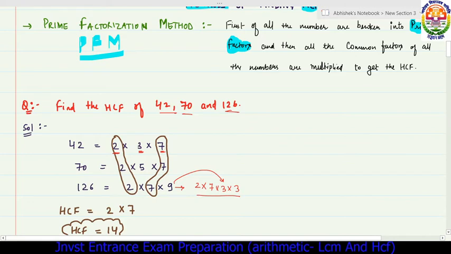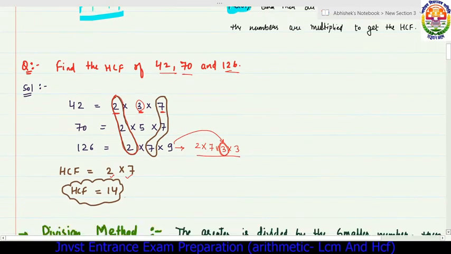So now the HCF takes the common numbers. In all three numbers, 2 is common, and 7 is also a common number. 3 is also common in two of them, but 3 does not belong to the second group, so 3 is not included. So now 2 and 7 are my common factors. So the answer is 14.